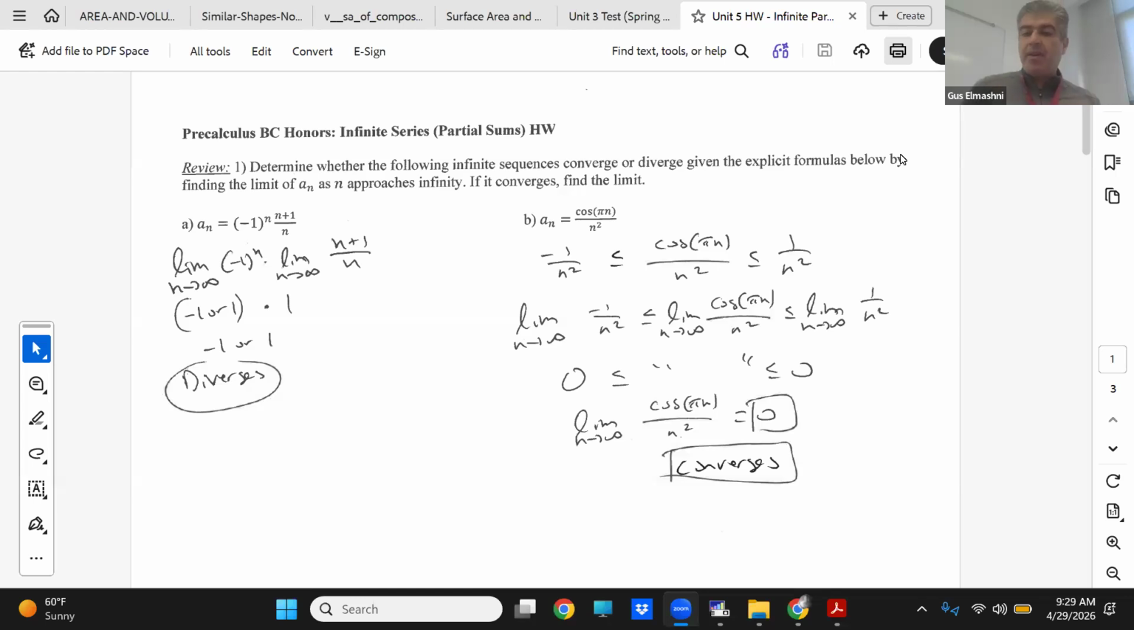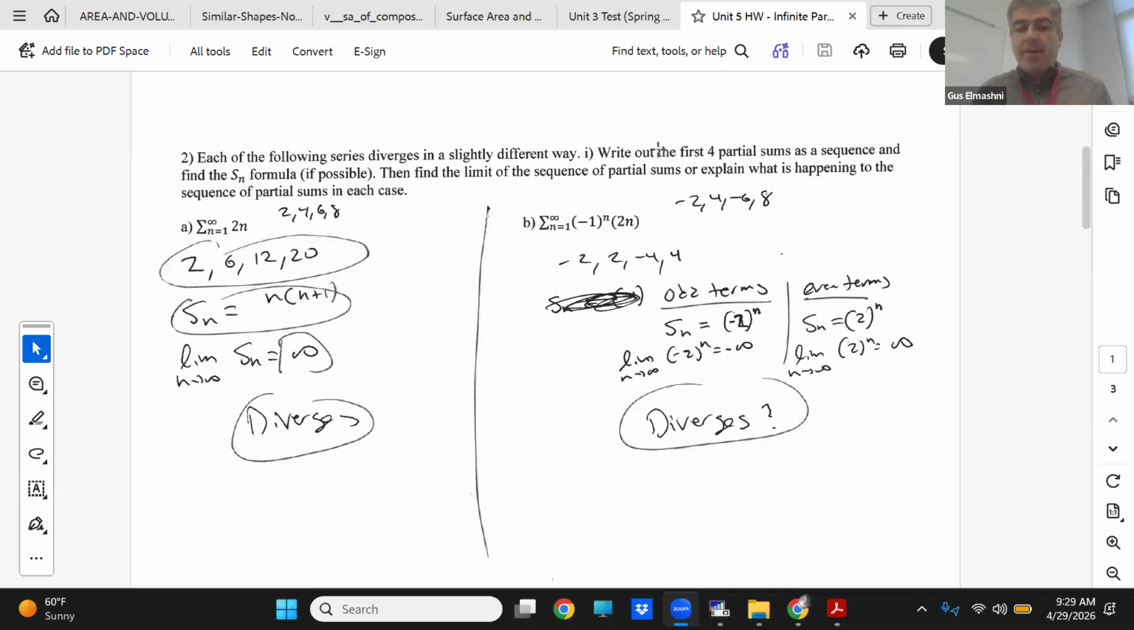For B, we could do a squeeze theorem. Why did I choose 1 over n squared or -1 over n squared? Because what's the range of cosine? 1 and -1. So if you replace the top with 1 and -1, you know you're going to get the highest it can get or the lowest it can get, right? And the limits of each of those outer expressions, -1 over n squared and 1 over n squared, both converge to 0. So naturally, the middle has to converge to 0 as well. That's how you can prove it. These are just more ways to prove your answer right.